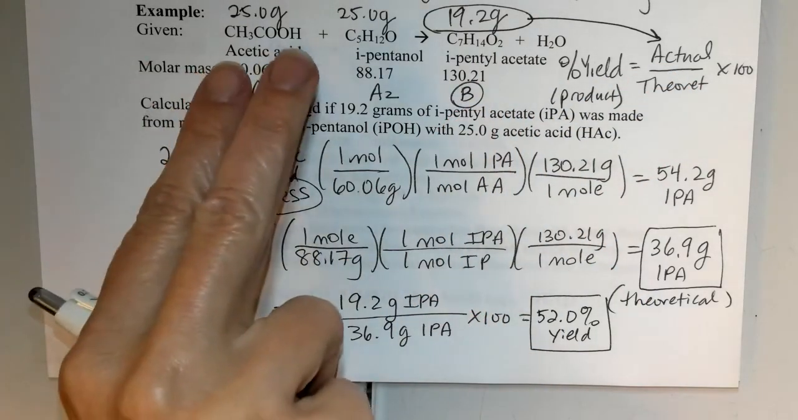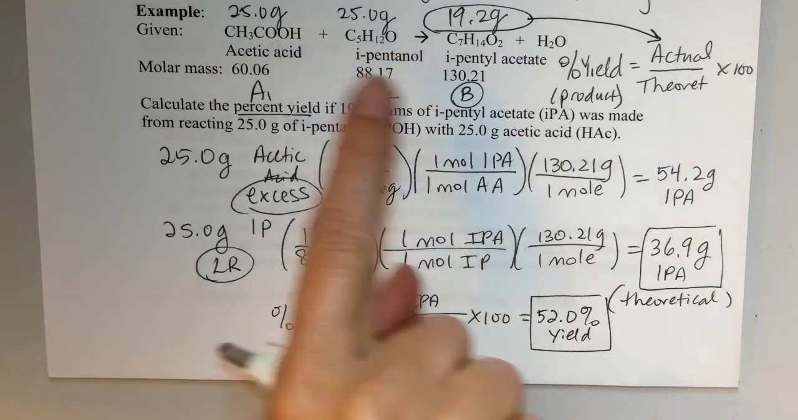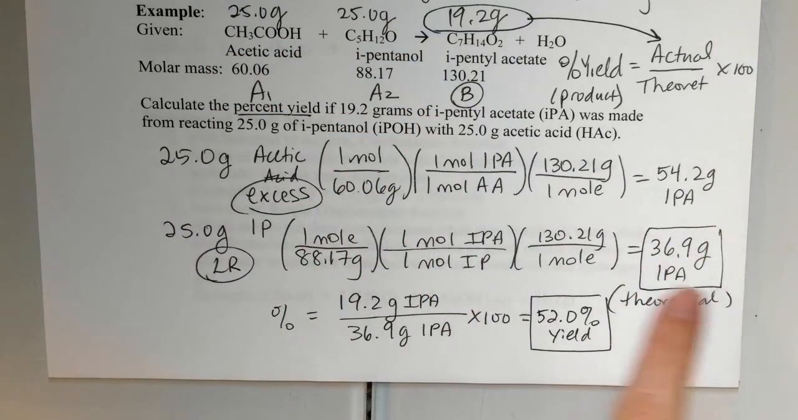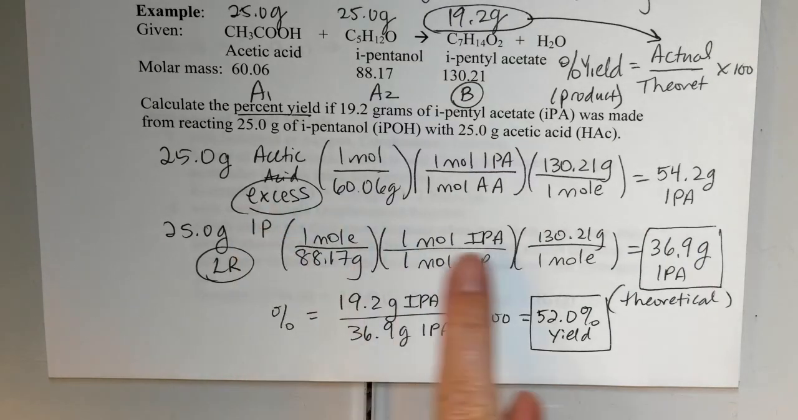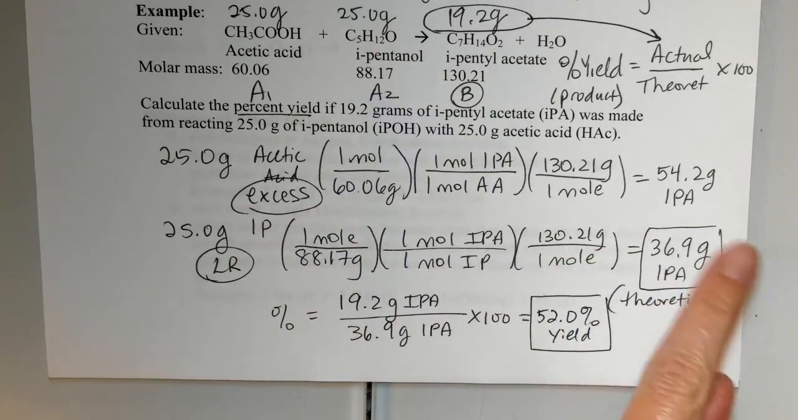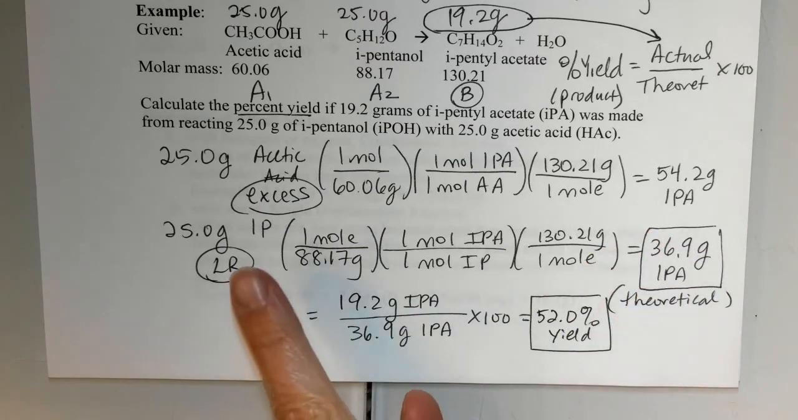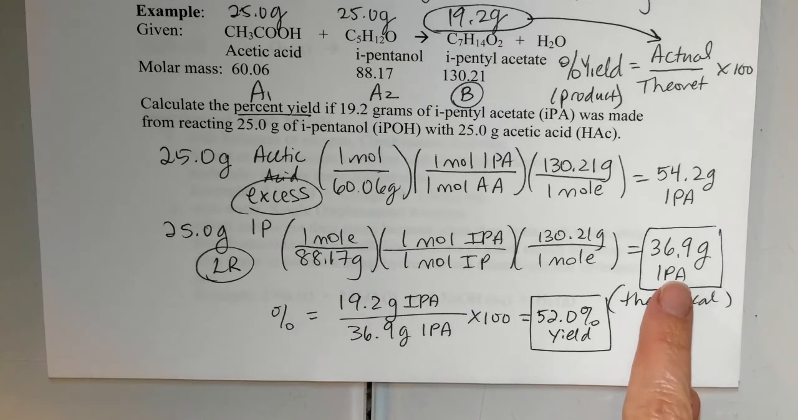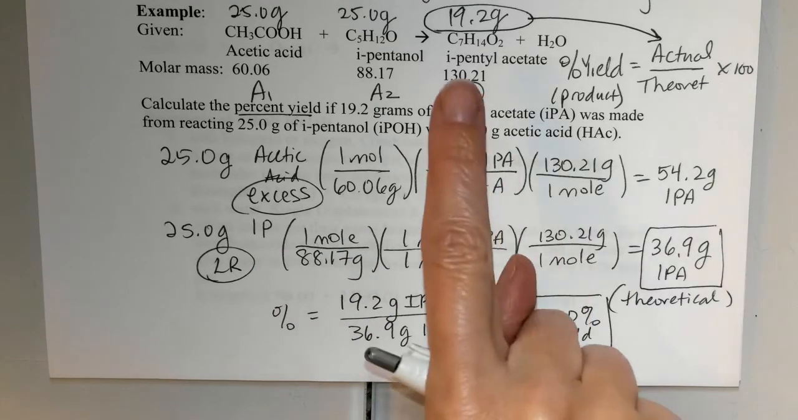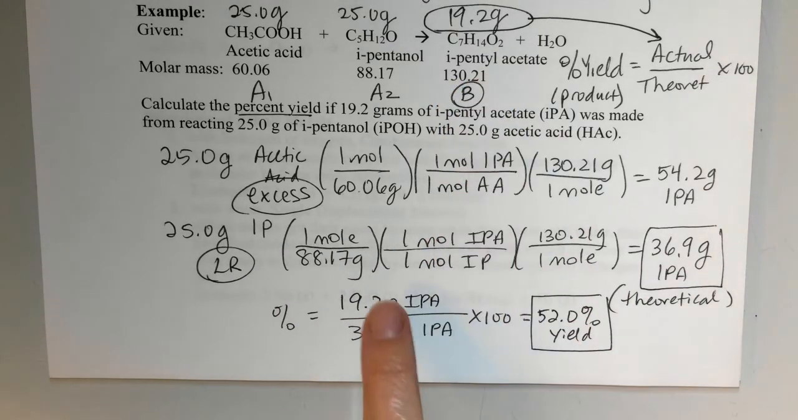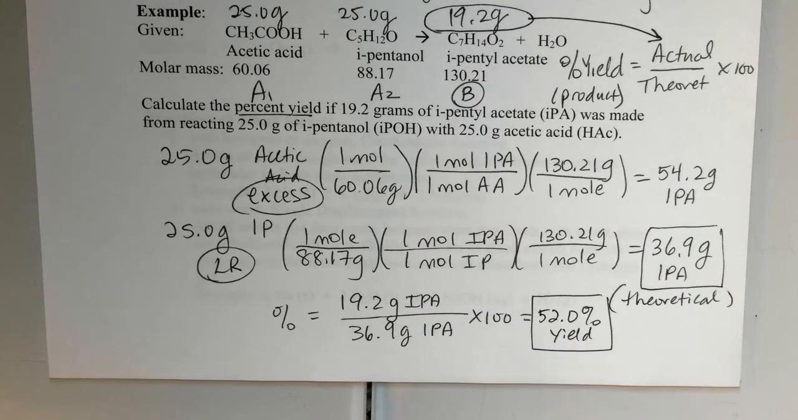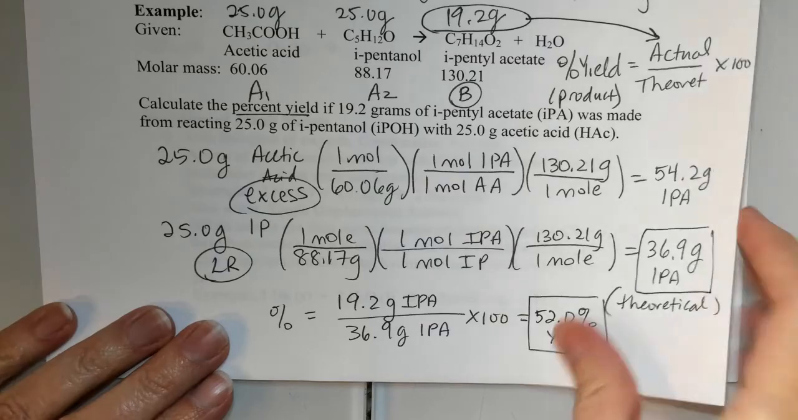So take your other reactants, convert them to that product to figure out in theory how much could you have made. If it's limiting reactant, whichever one produces the smaller amount, that's the max yield you could get, because it tells you that that reactant runs out first. Once you have your theoretical, go back, get your actual from the question, actual over theoretical times 100, and that gives you your percentage. All right, so that's how you do limiting reactant questions.